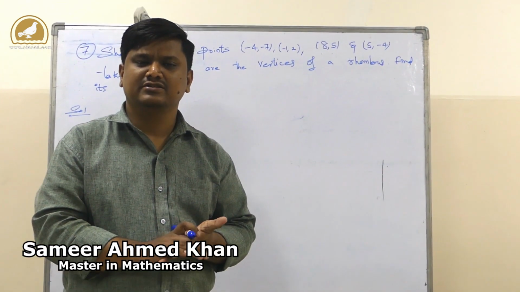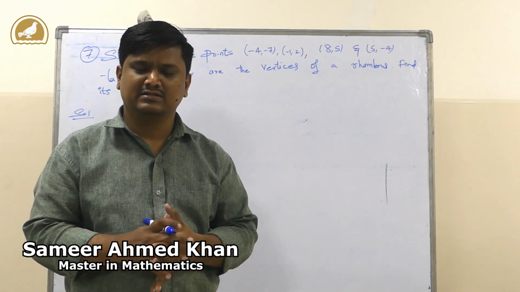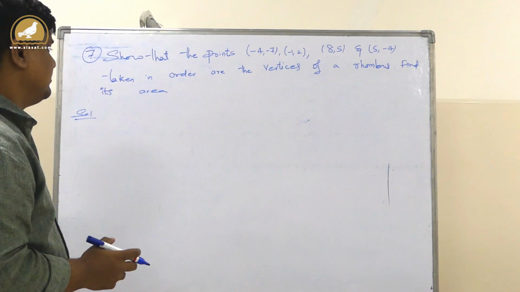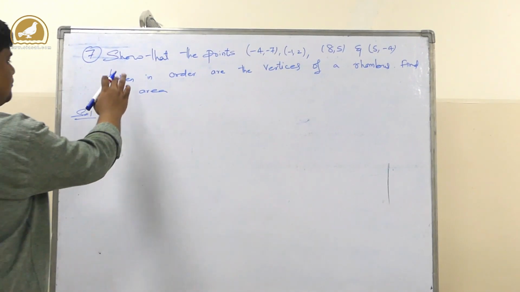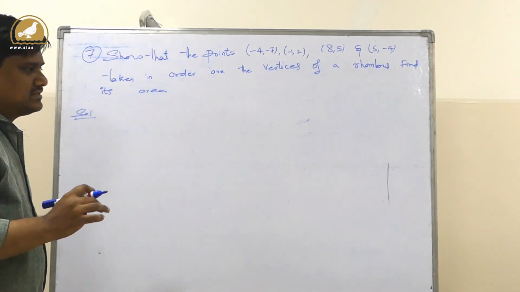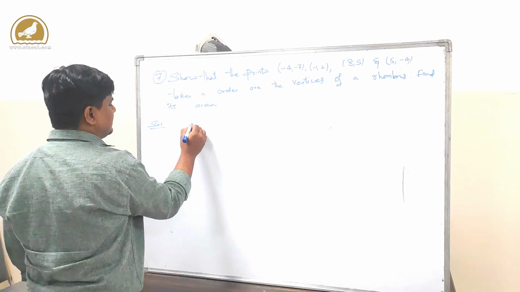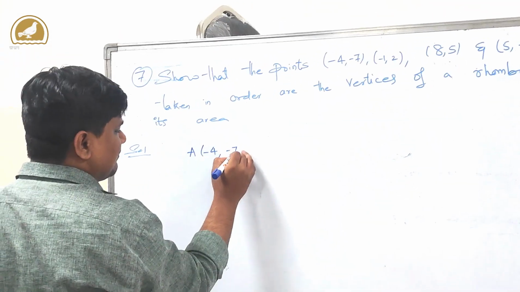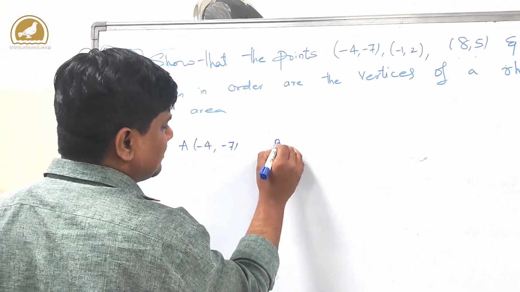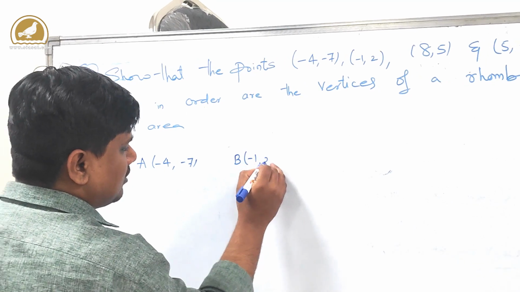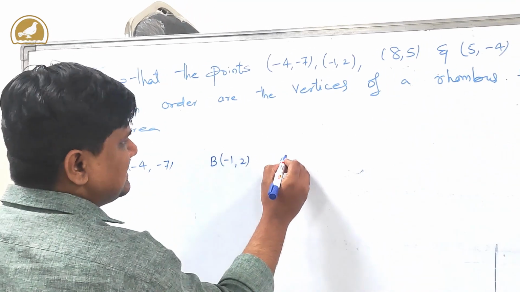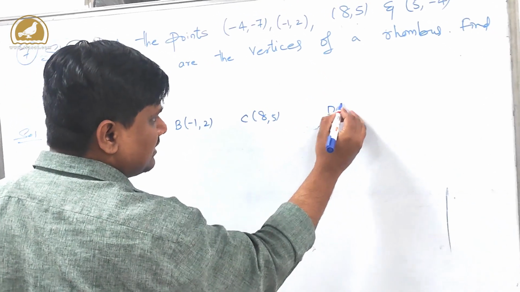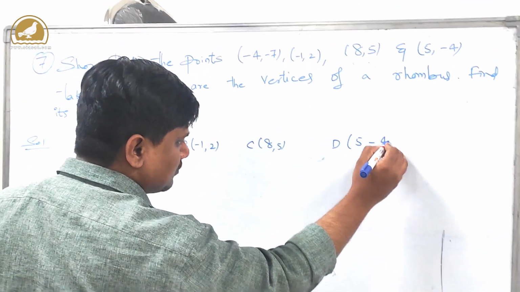Continuing our earlier series of mathematics, we'll start with the seventh question of the first exercise of coordinate geometry. The question says, show that the 4 points, they have given 4 points. Point A is (-4, -7), point B is (-1, 2), point C is (8, 5), and point D is (5, -4).